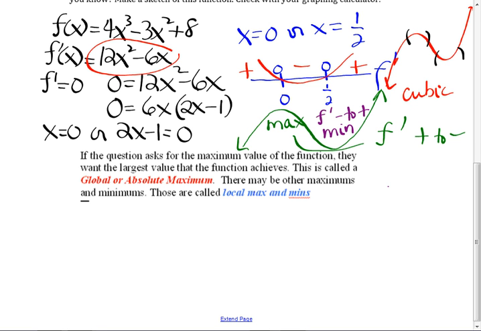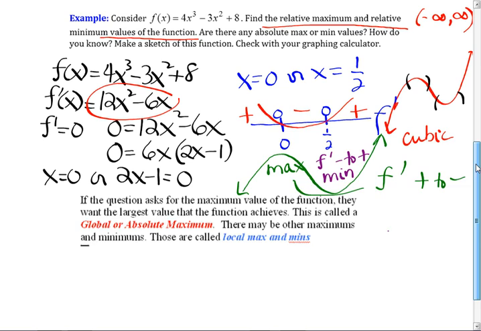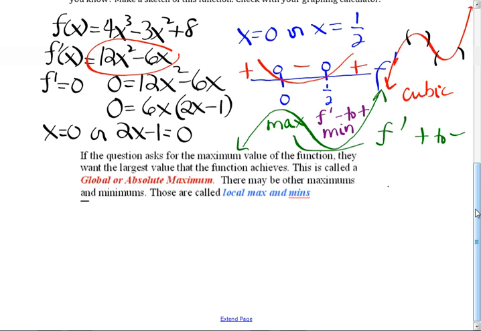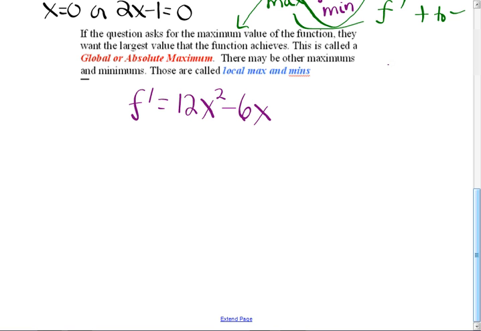They didn't ask for concavity, but we could do concavity and find an inflection point because this is a nice problem, actually. So my f prime is, I'm going to write it down here, f prime equals 12x squared minus 6x. And I want to find what? For concavity, I need what derivative? Second derivative. That's all it tells me. So it's f double prime.